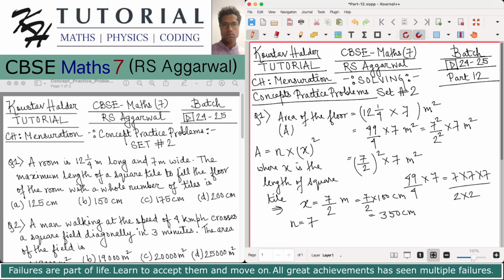Okay, so 49 by 4, 49 is 7 into 7, and 7 into 7 into 7 divided by 2 into 2, 4, 9 by 4. With the maximum, 7 by 2.